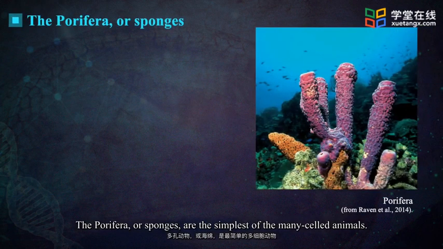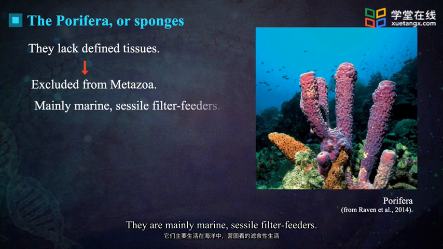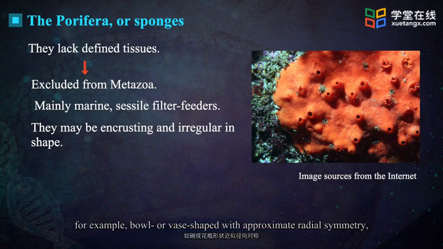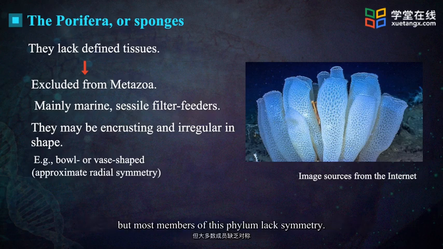The Porifera, or sponges, are the simplest of the many-celled animals. They lack defined tissues and are thus excluded from metazoa. They are mainly marine, sessile filter feeders. They may be encrusting and irregular in shape, but many have a definite form, for example bowl or vase-shaped with approximate radial symmetry. But most members of this phylum lack symmetry.